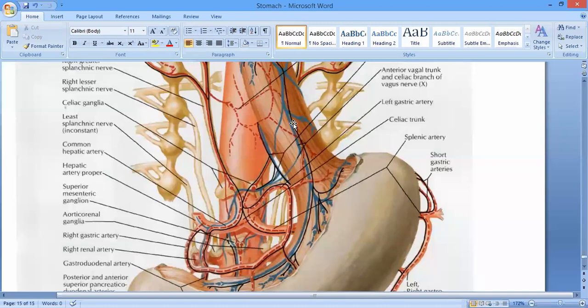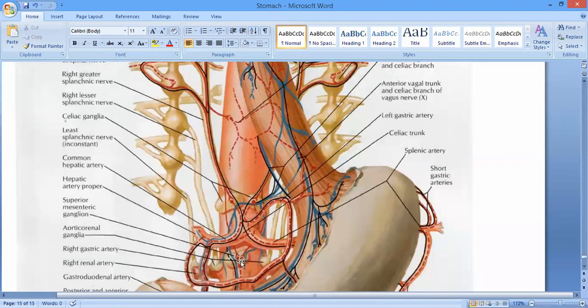Okay, no problem. And from here, the post-ganglionic fibers, as I told you, there is the ganglia, the celiac ganglia, which is present along the celiac trunk. The greater splanchnic fibers are going to reach the ganglia. So this is how the nerves, lymphatics, and the vessels are going to travel together to their destination.